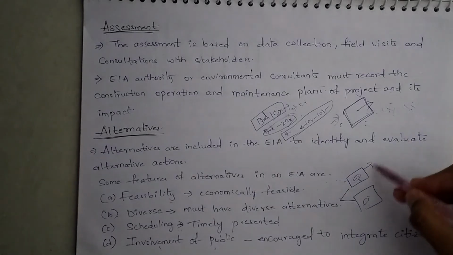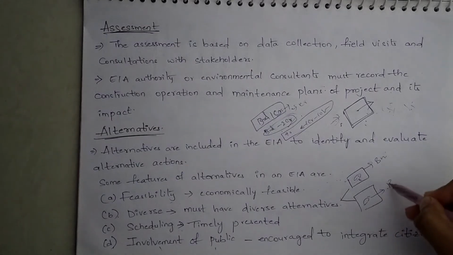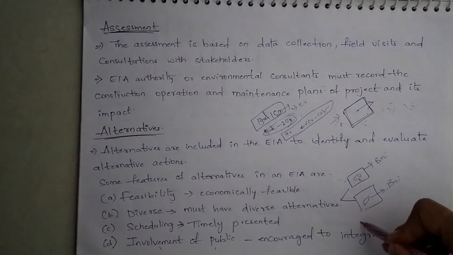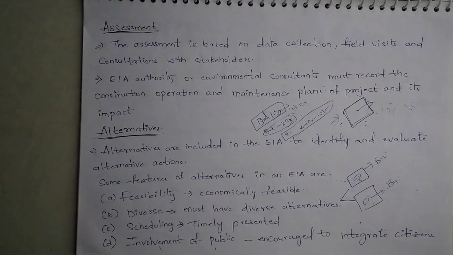That means if you are constructing a building, then the alternate solution also should be the architecture of a building only. You cannot go for architecture of industry, right? So that is what diverse means. Then scheduling. This scheduling means the proposed alternative should be timely presented to encourage more environmentally sound and publicly acceptable solutions. That means whatever the time and whatever the schedule we have decided for the original project, the same should be applied for the alternate project as well.